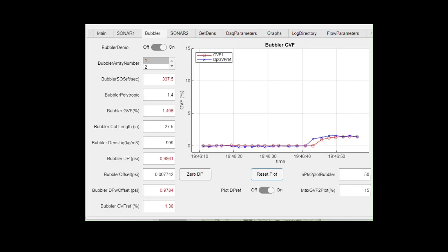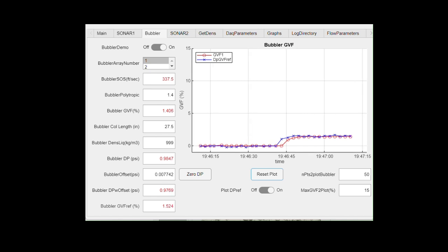So we have two measurements, the differential pressure based reference in blue, and the speed of sound based measurement in red. And what we're seeing here is we're running at about 1.4% gas void fraction, which we just showed on the video, with a sound speed in the column of about 300 feet per second.